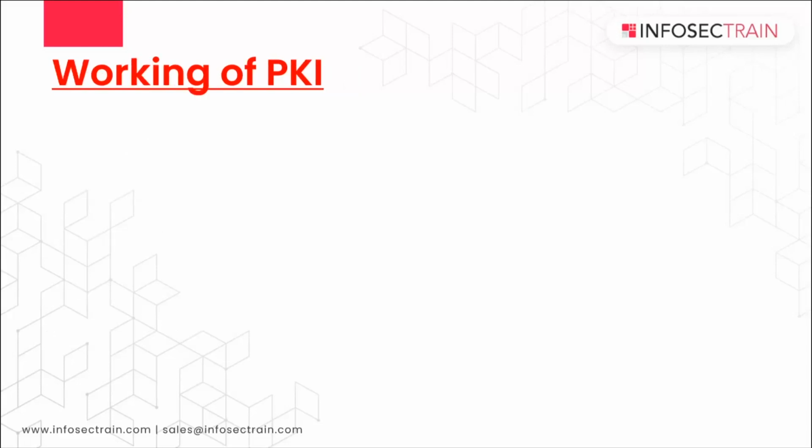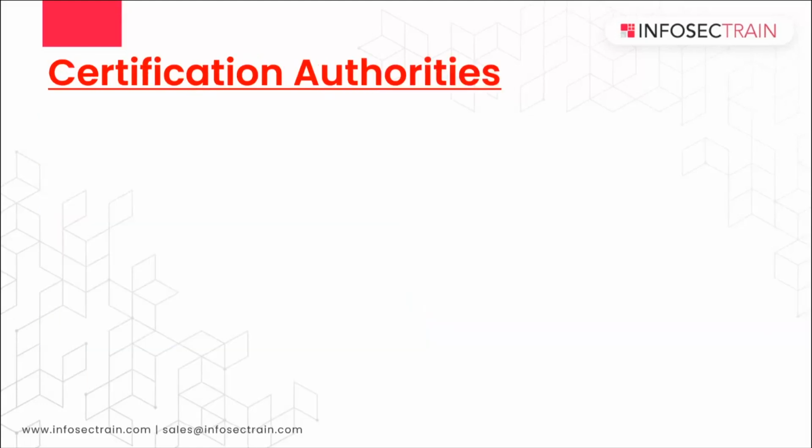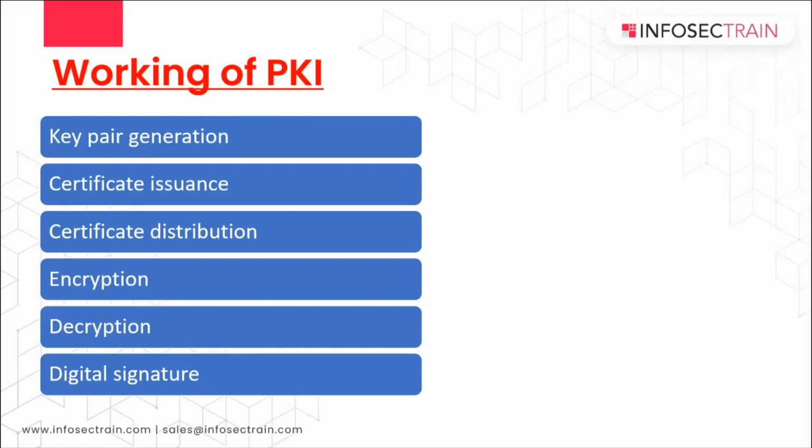Okay, let us talk about the working of PKI. How does PKI work? The first one is the key pair generation. We are starting with the key pair generation, where the user generates a pair of keys consisting of a public and a private key. As we know, the public key is publicly available and the private key is kept secret.